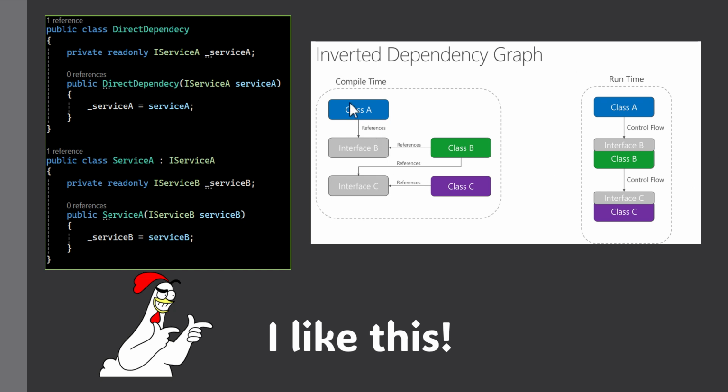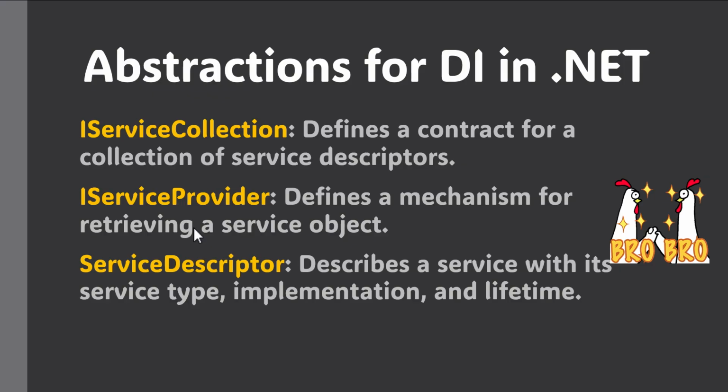On the right side, you can see the references at compile time, but at runtime our DI container will create the correct instance for us, while the code doesn't depend on any implementation side. Let's talk about the abstractions for DI in .NET.